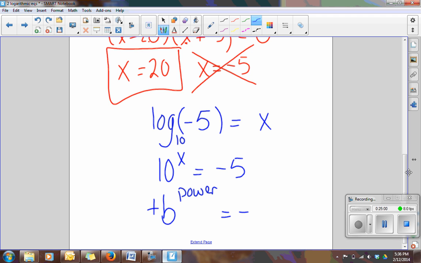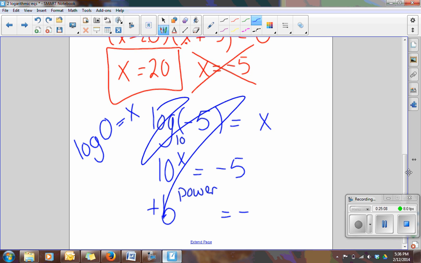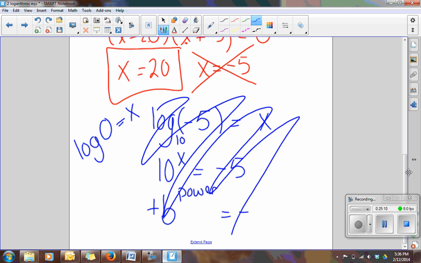Same with 0. We can't have the log of 0. So if we have log of 0 is equal to x, by the way, this is not possible. This is base 10. So if we rewrite it in exponential form, we're saying 10 to some power is equal to 0. That's also not possible. There's no way you can take the number 10 to a power and get nothing. So this is not possible.